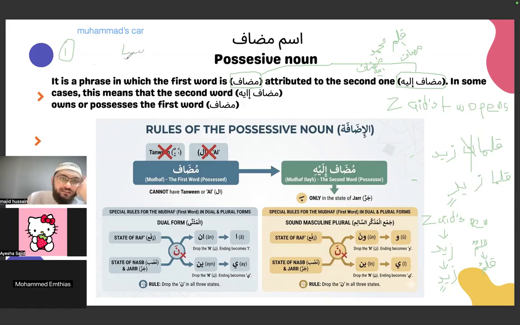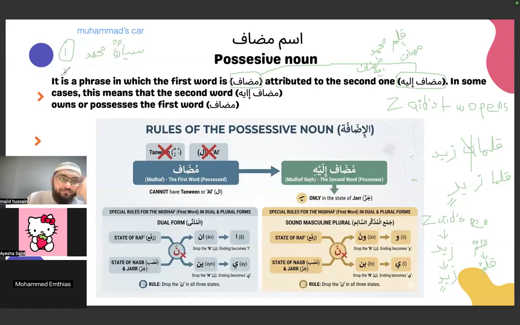What's the i'rab of it? It's sayyara, tan, tin, tun. What is it? Sayyaratun. That's my first step. The word Muhammad, as it is, I will just bring it down. That's the first step.